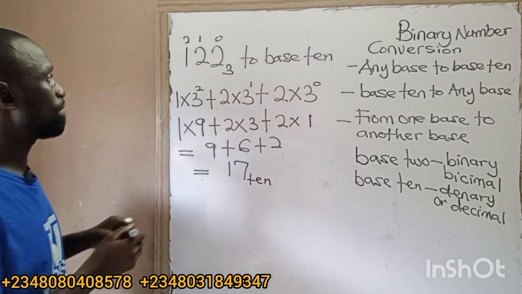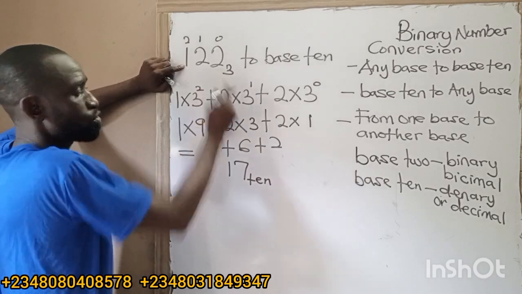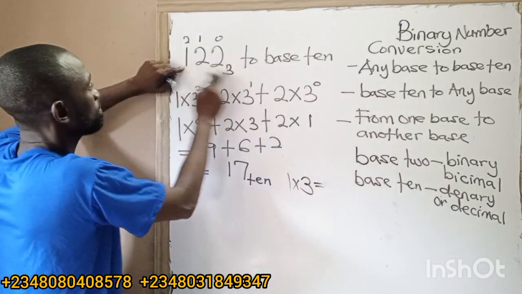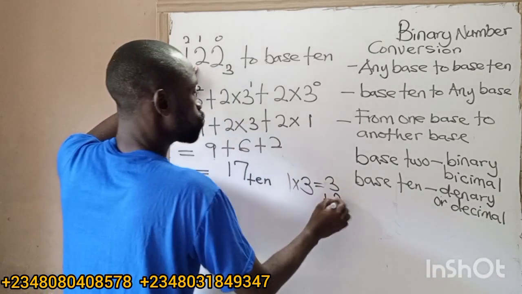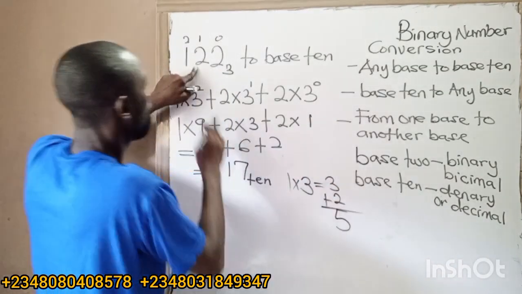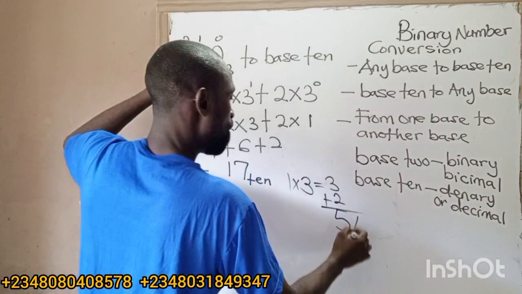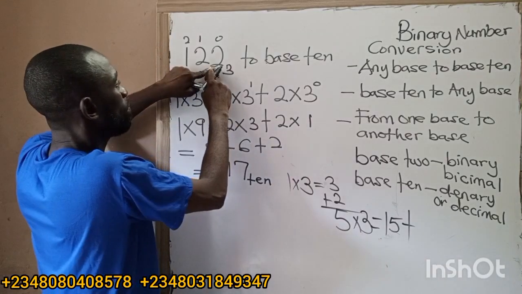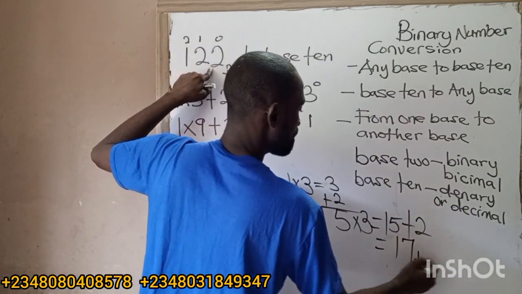Do you understand what I did? I said 1 times the base. So the rule is 1 times 3, that is 3, plus the next number, which is 2. That gives us 5. I will take that 5 and multiply by the base again. So 5 times 3 gives us 15. Then plus this number here, which is 2. So 15 plus 2, we have 17 base 10.